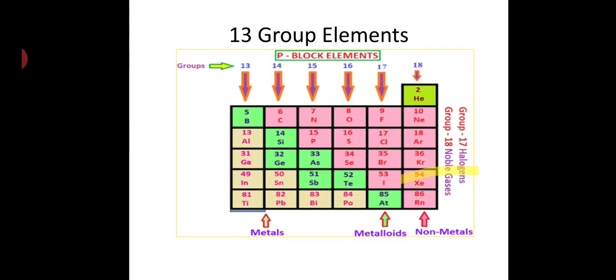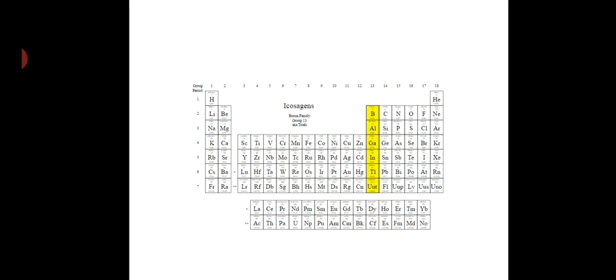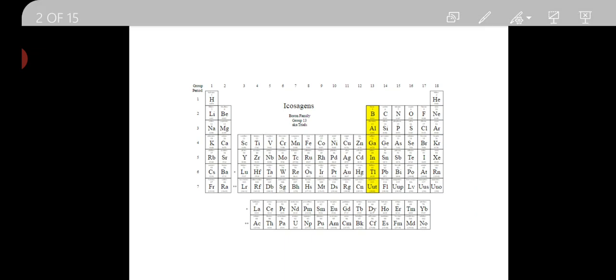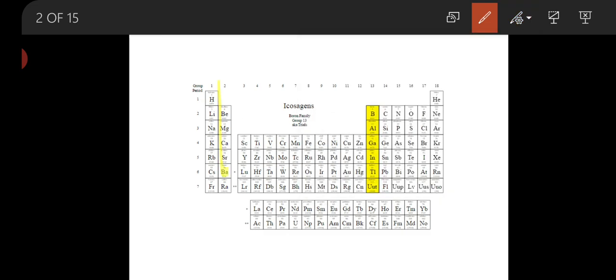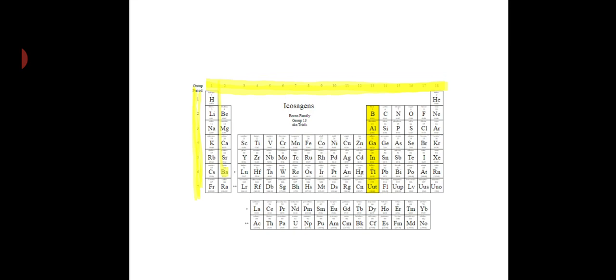Now let's see how the exact position of the p block is observed in the periodic table. This is our periodic table, in which we have classified elements in groups as well as periods. These are groups, numbered from 1 to 18, and these are periods, numbered from 1 to 7. Is it clear for you?